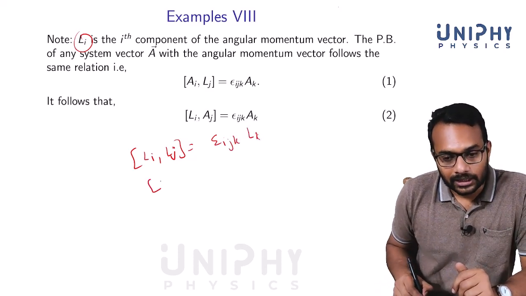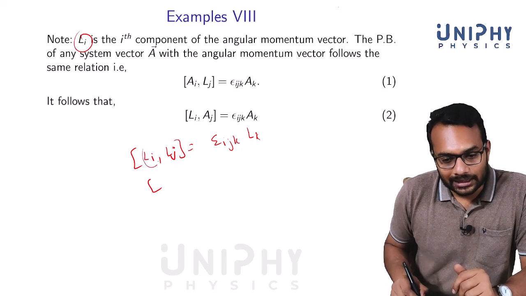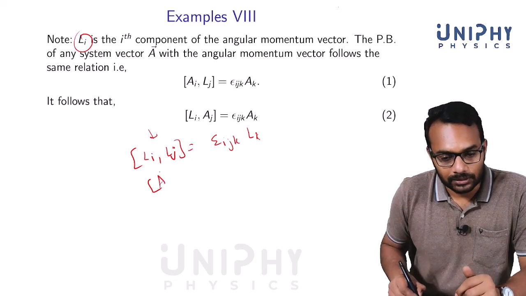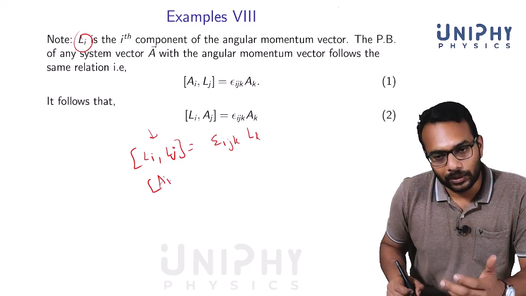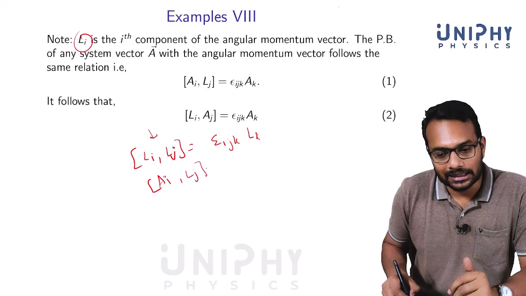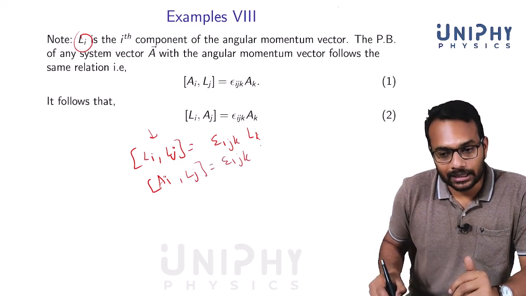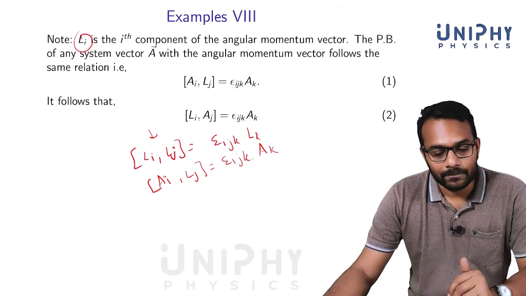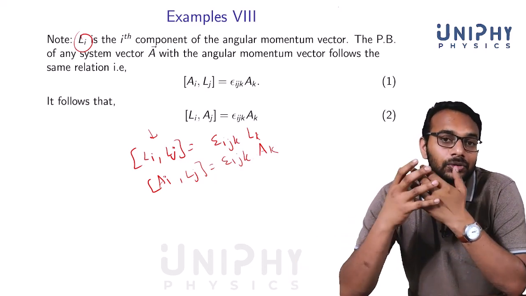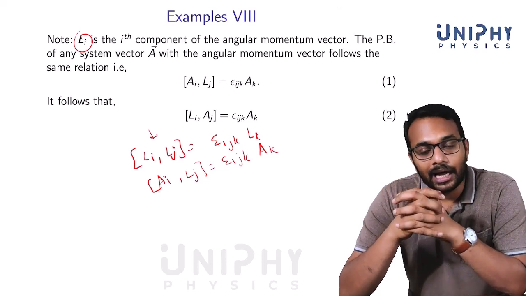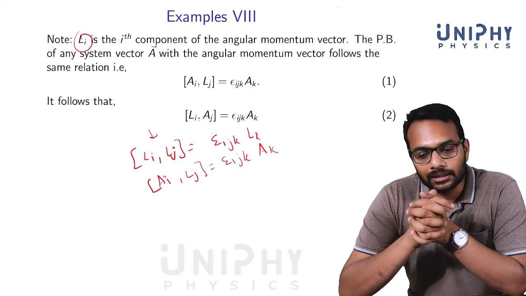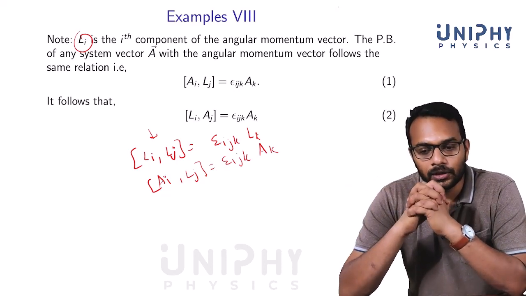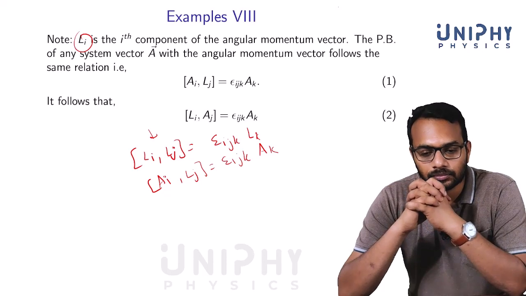This means that Li is the ith component of a vector. This is actually the property of all vectors. You can substitute any vector here. So {Ai, Lj} is epsilon ijk Ak. This is an important result and it has to do with the fact that angular momentum is the generator of rotations.